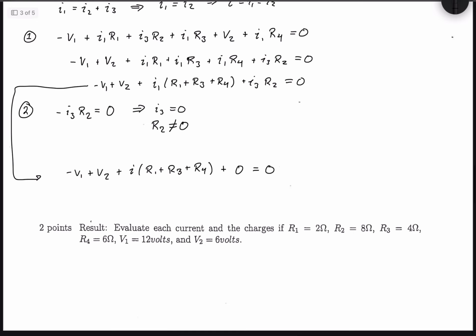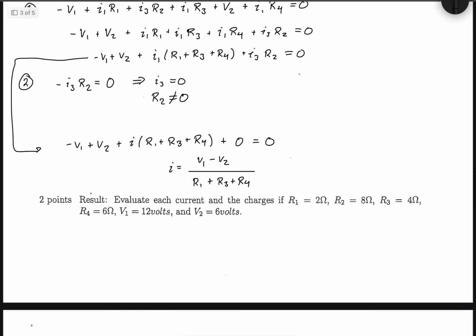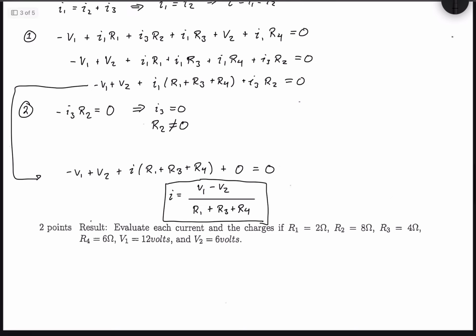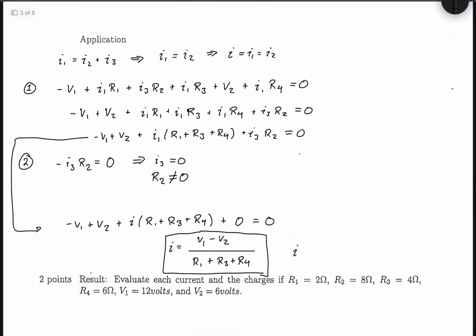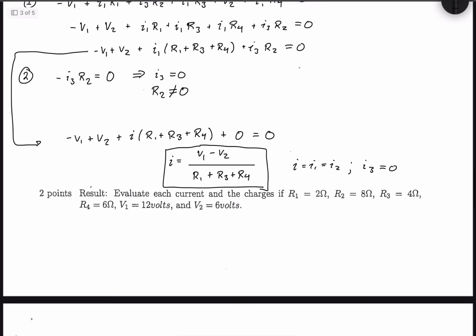And then you can just solve for current, which would end up just being V1 minus V2 over R1 plus R3 plus R4. All right, so there we go. That is our answer. And I guess you could also just add in that I1 equals I2 and I3 equals 0, since we are trying to find the currents in each resistor. Okay, cool.